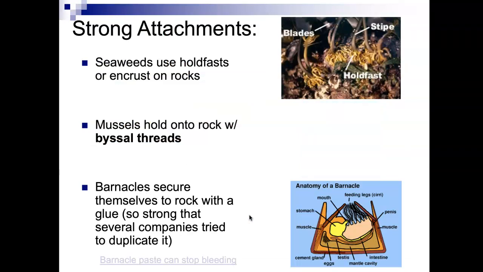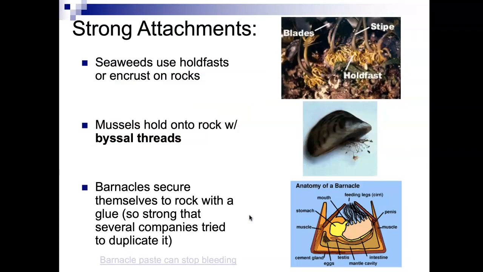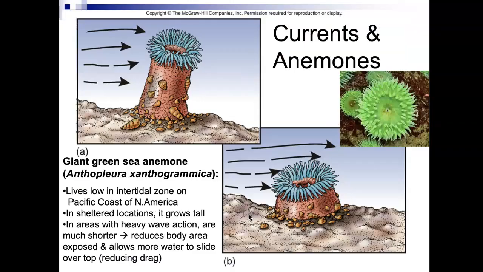So that's strong attachments. Again, how organisms strongly attach to a rocky shoreline. The next adaptation for dealing with wave action is simply to have a low profile. So again, anemones, especially the giant green sea anemone, and you have probably seen these if you've been out off the coast of California and been tide pooling there. You'll see these giant green sea anemones.